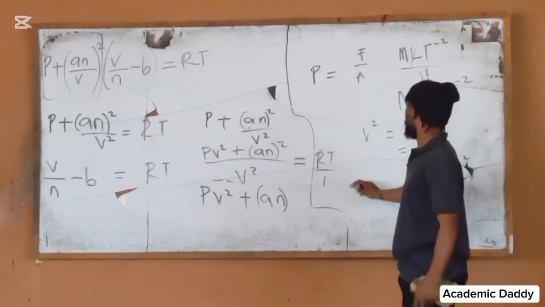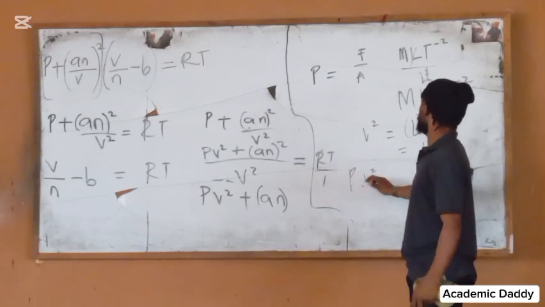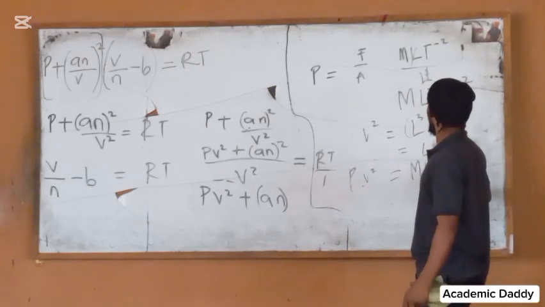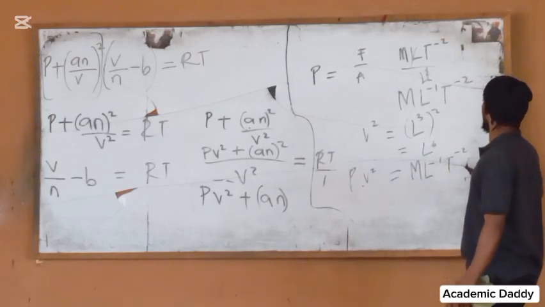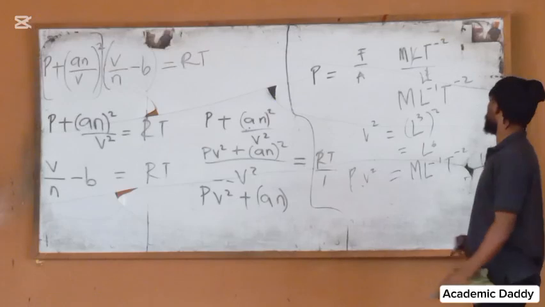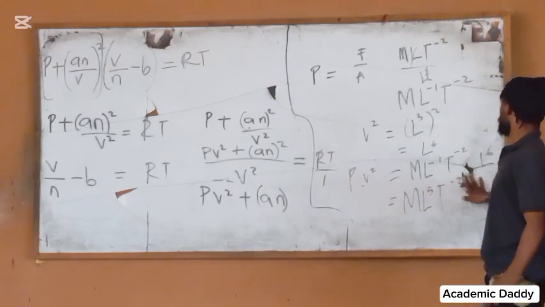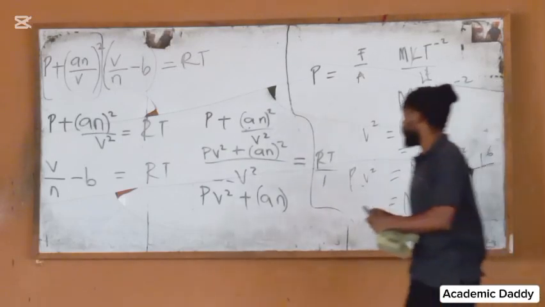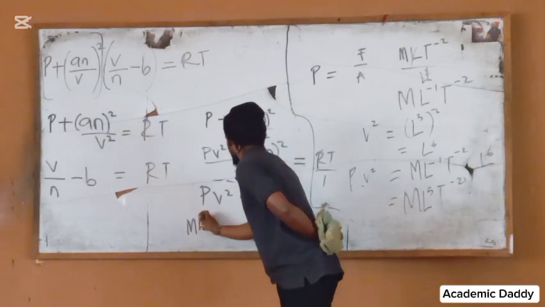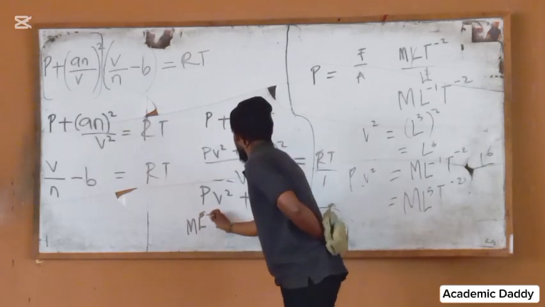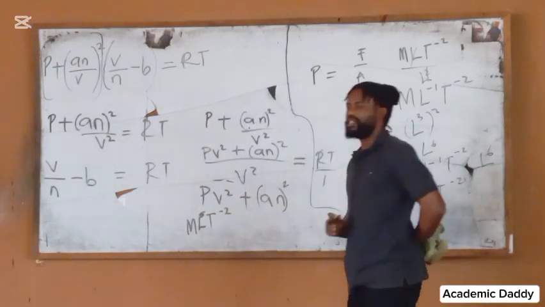So when you put it together, PV square equals ML raised to power minus 1, T raised to power minus 2, then I have my L raised to power 6, minus 1 plus 6. So I have ML5 T raised to power minus 2. All right. Now when I'm done with that, let me just come and put it here. This is going to be simply ML5, then T raised to power minus 2. Then remember that this one is square, it's carrying square.